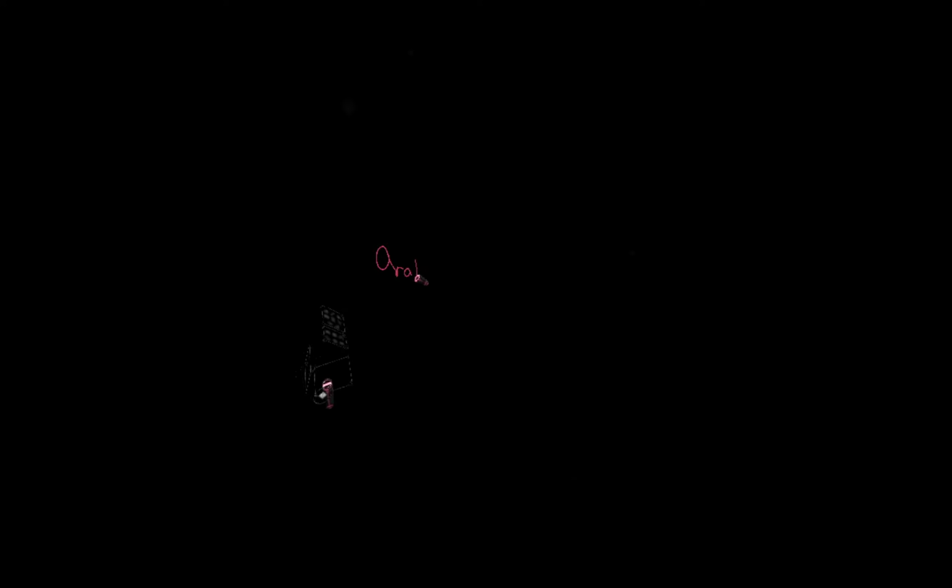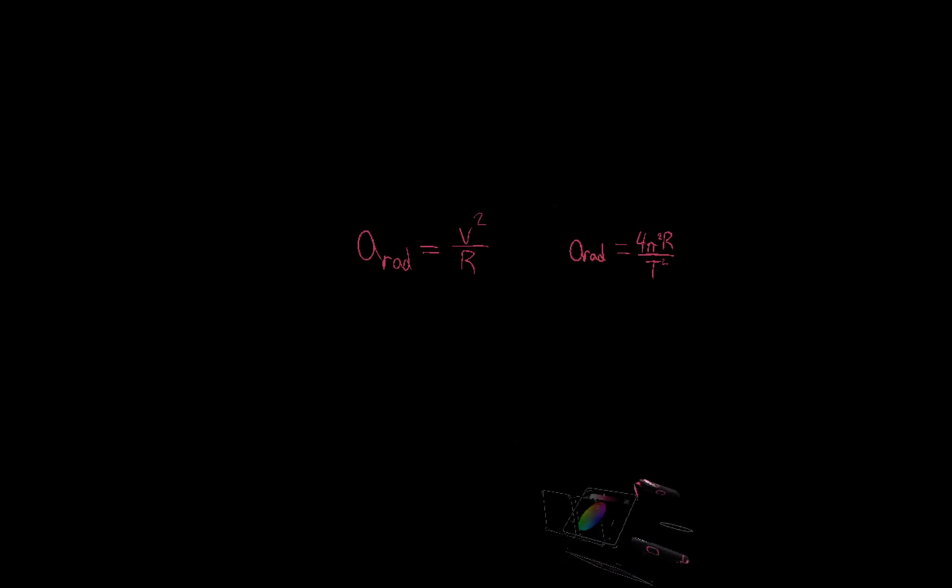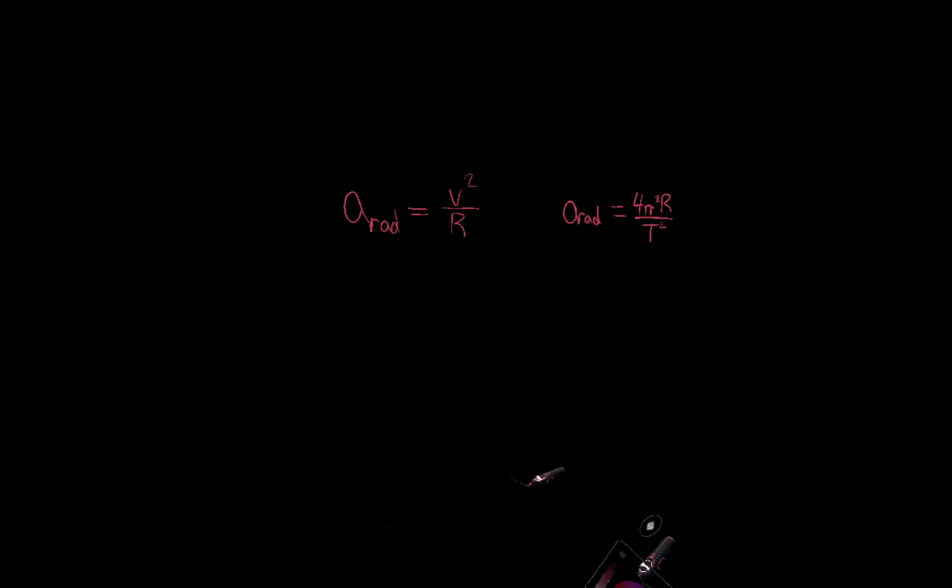We called it radial acceleration. And so that was v squared over r. That was one of them. And the other one was a rad, it's also equal to 4 pi squared r over T squared, I believe. Yes, over T squared. So there are two equations. We introduced them before. Make your life easier, right?